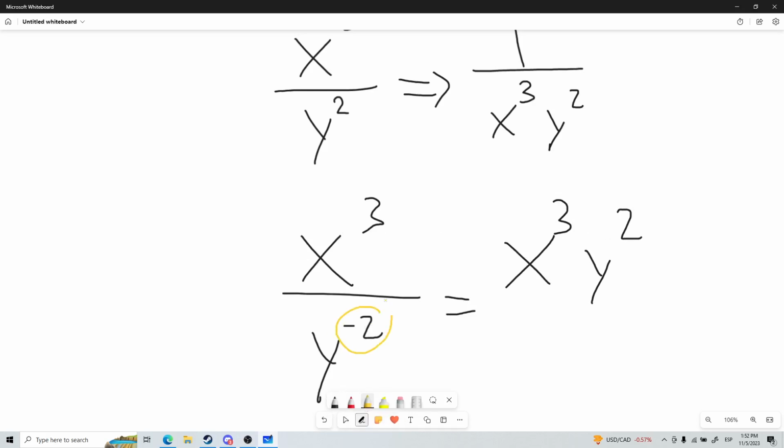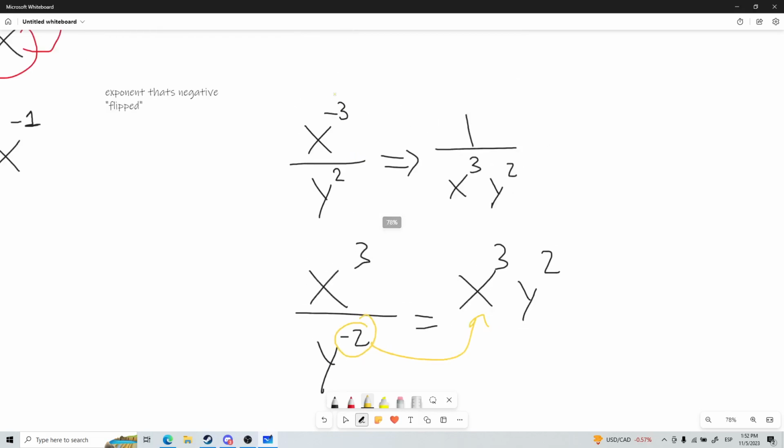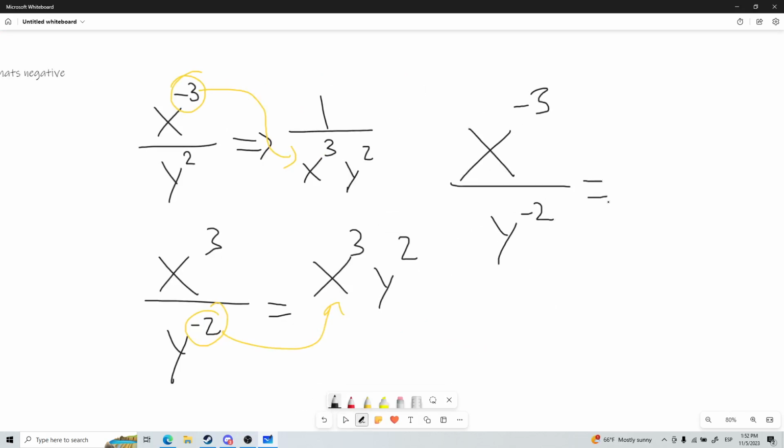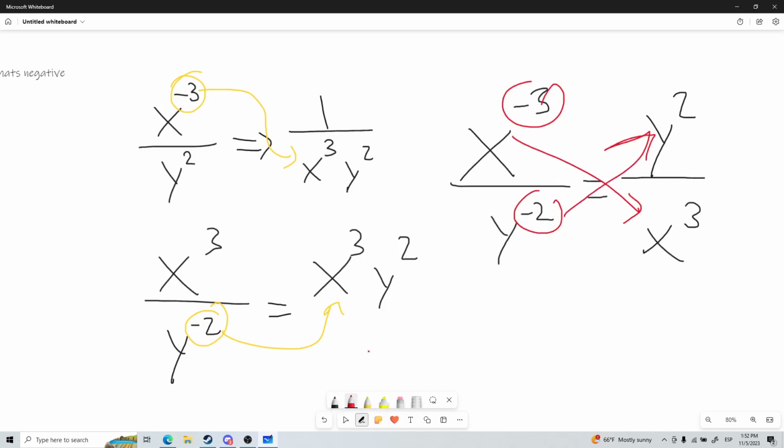Period. Okay, what does the negative do? It makes it go on top. Or it flips it. This -3 made it go on the bottom. All right, what if they're both negative? Ooh, spooky, right? What happens here? Dude, it's the same thing. Chill out. The y is going to go on top. The x is going to go on the bottom. They both flip because of the negative. They both flip, and that's it.